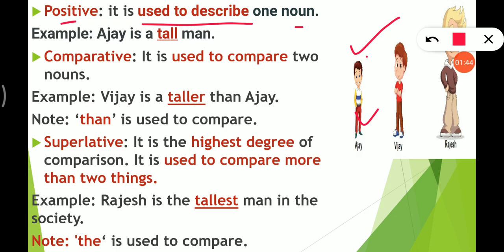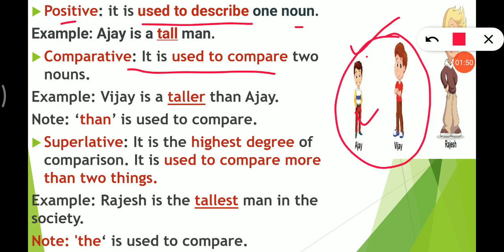Now look here, comparative. It is used to compare two things. When we compare these two boys, we'll say Vijay is taller than Ajay, or Ajay is shorter than Vijay. "Than" is used to compare two things. In the comparative degree, "than" is used.